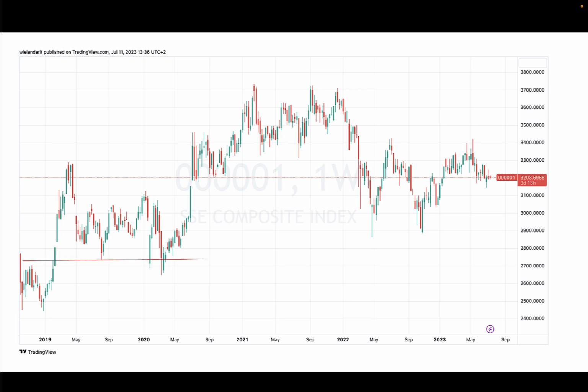So let's see. So first of all, we can use the concepts of support and resistances. And this is what we see right here. We see here a false break, right? So this is a support zone.